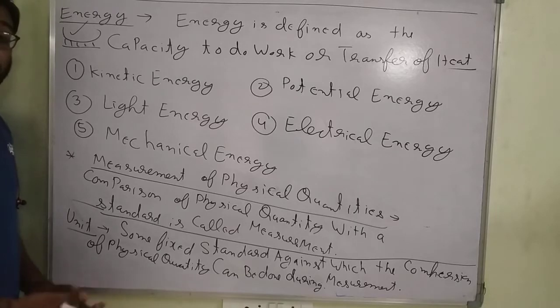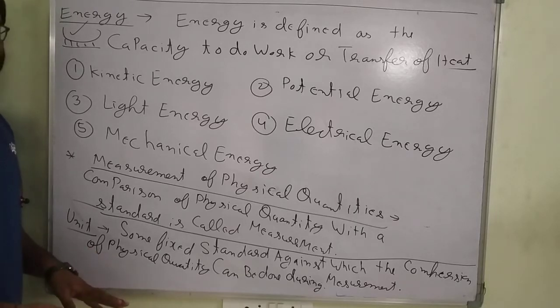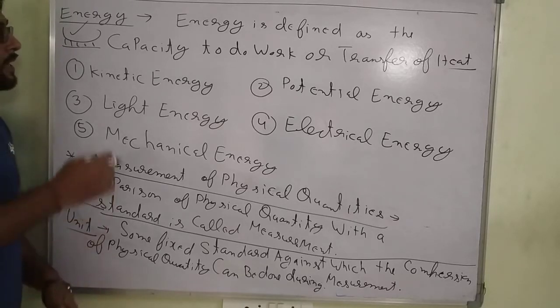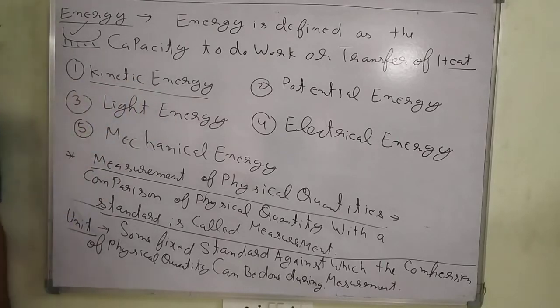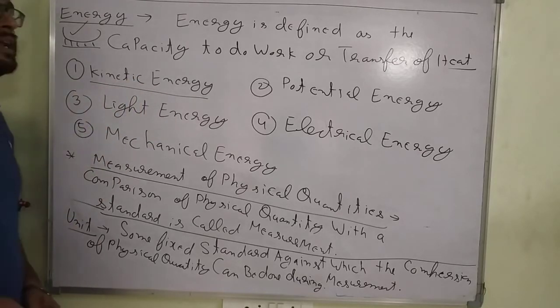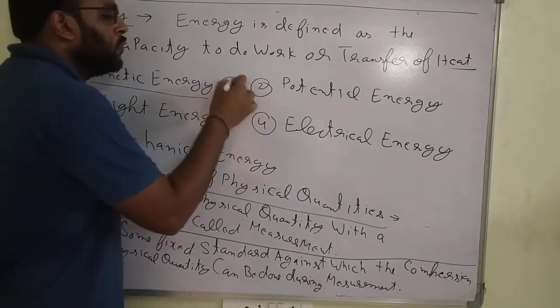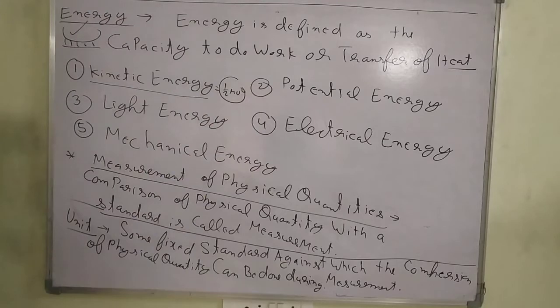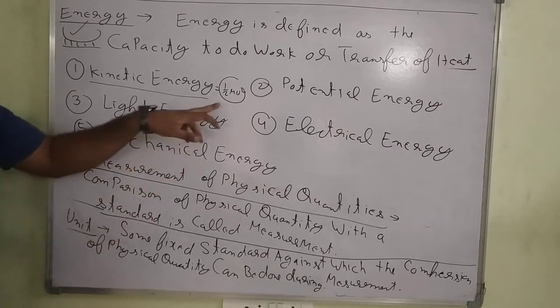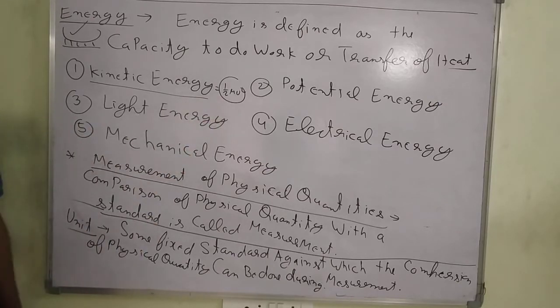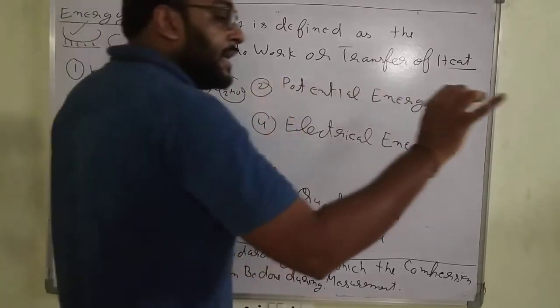There are many kinds of energy, vibrational energy and lots of others, but some important energies are kinetic energy. What is kinetic energy? Kinetic energy is the energy of movement. You have learned the formula: kinetic energy is equal to half mv square. Most probably you studied it in the lower standard. So kinetic energy explains how any particle can move. Whenever a particle is moving, it has kinetic energy.